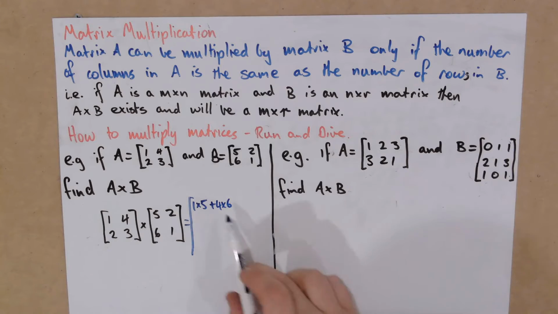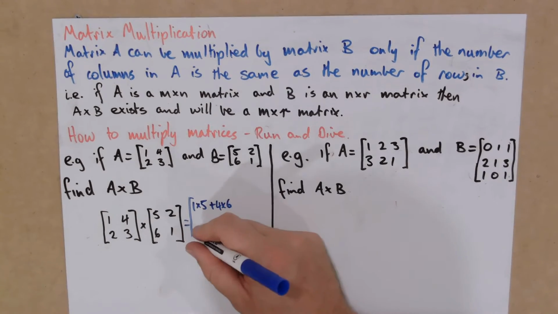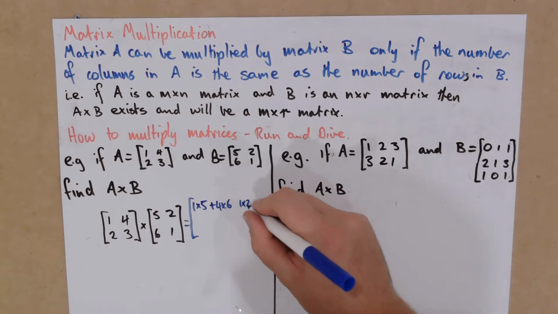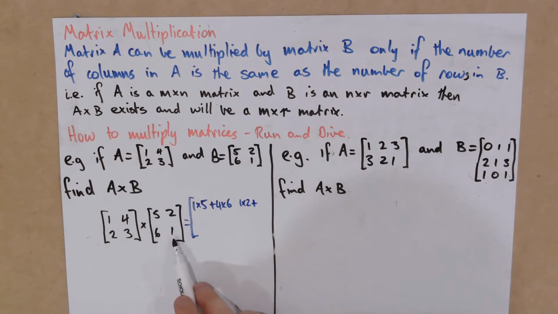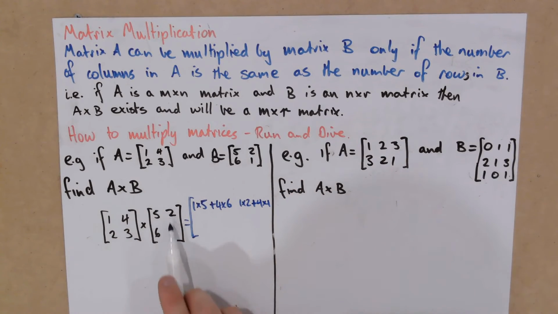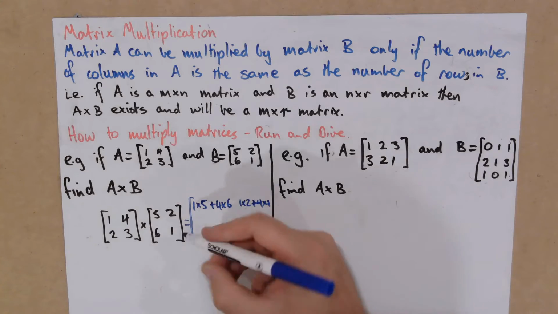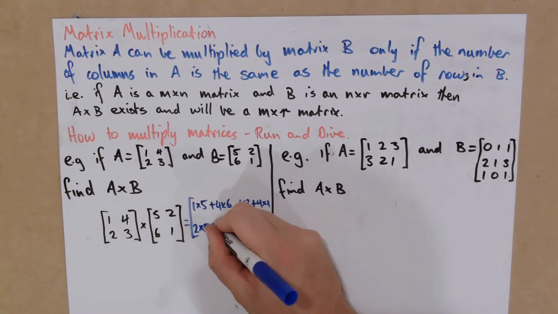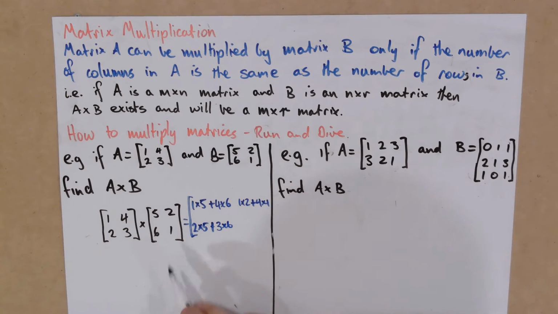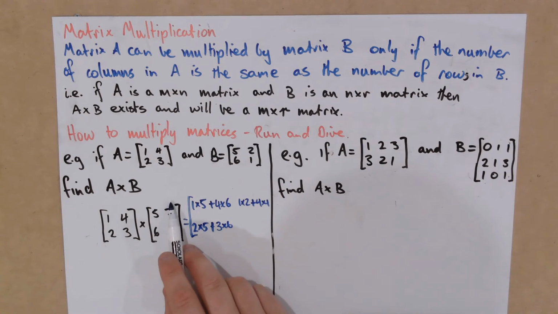And that's going to be our first entry. Okay. Now, our second entry is going to be 1 times 2 plus 4 times 1. So we're doing that run across, dive down. Now we're going to move on to our second row, and we're still going to run down this first column. So we're going to go 2 times 5 plus 3 times 6. Right, now our last spot is going to be running across this row, diving down this column.